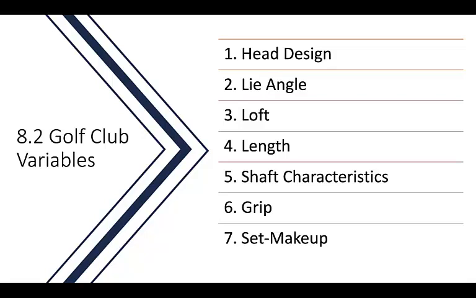So here are your 7 golf club variables. And to know these and how they influence a student's motion and the resultant ball flight will be an integral part of your success as a teacher or a coach. We will look in great detail at each of these: the head design, the lie angle, the loft, the length of the club, shaft characteristics, the grip, and certainly the set makeup. So let's get into each one of these variables in greater detail.